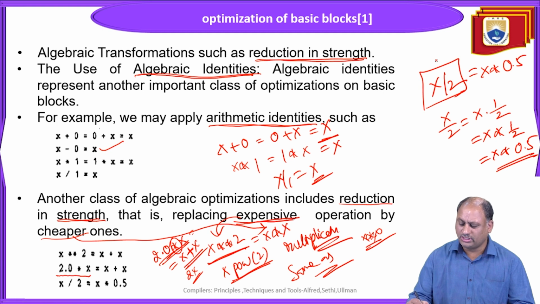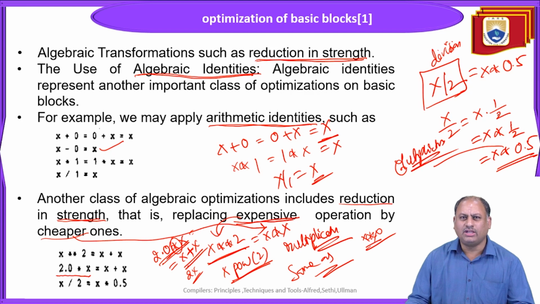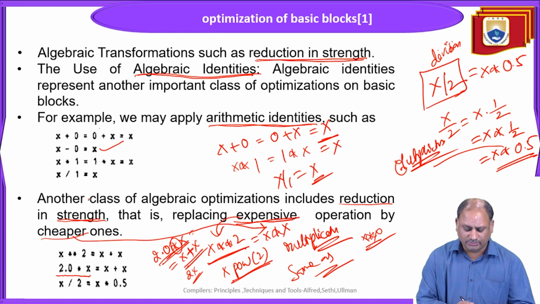Here the division operation consumes a lot of time and is complex compared to the multiplication operation, which gives the same result. Then we apply this strength reduction process very easily, replacing an expensive operation with a cheaper one. So that comes under strength reduction.